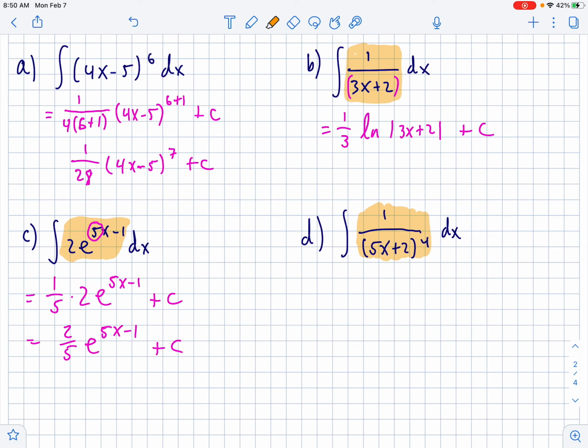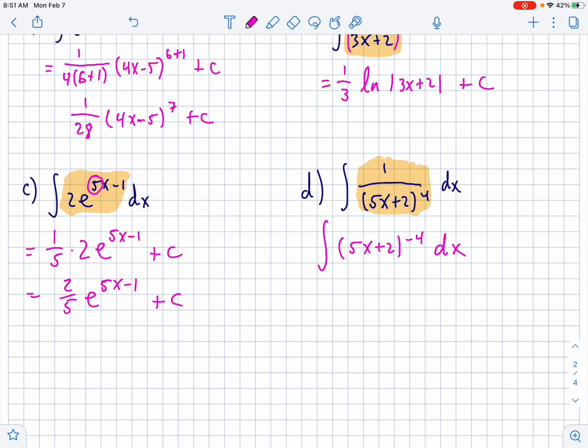Upon first inspection, this might look like a natural log with a chain rule involved, but I think it's easier if you just move it upstairs. Like, don't integrate yet, but just make this 5x plus 2 to the negative 4 dx. So then we'll need to multiply by 1/5 times 1 over negative 4 plus 1, 5x plus 2 to the negative 4. It's a negative.